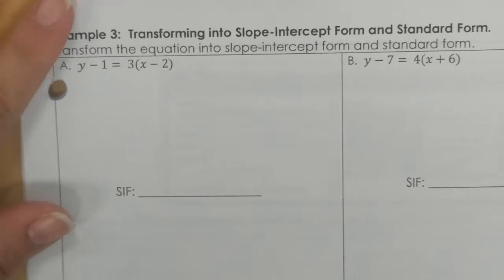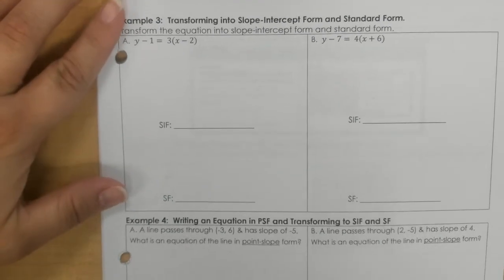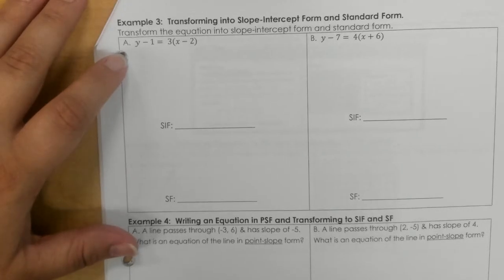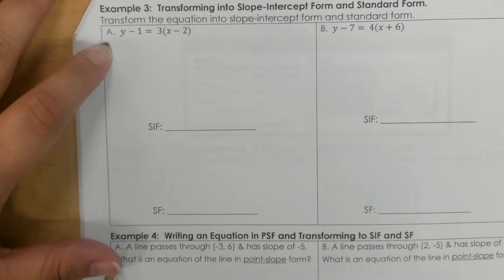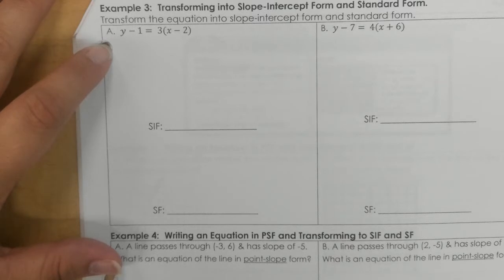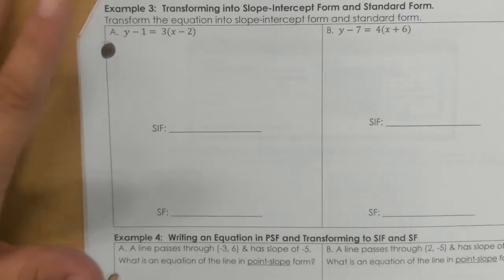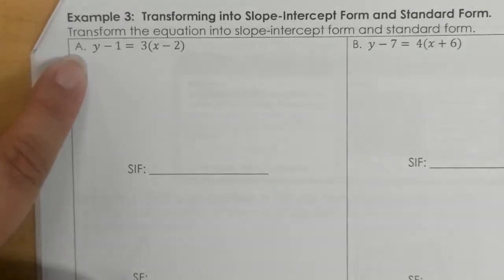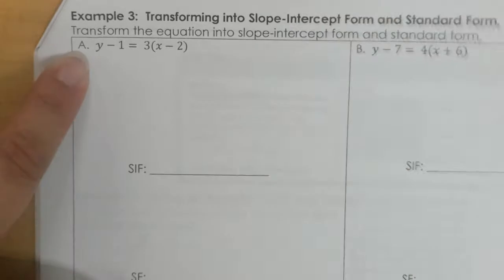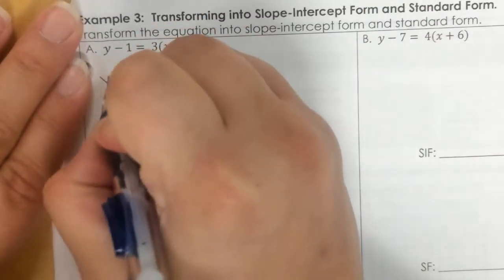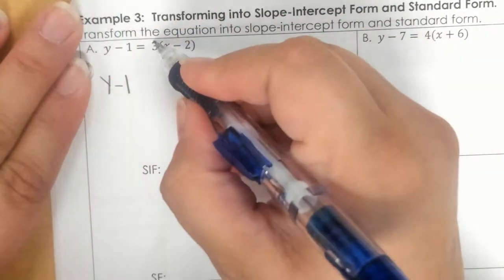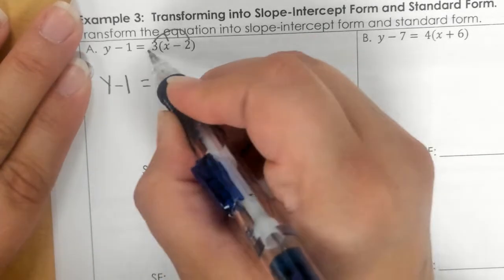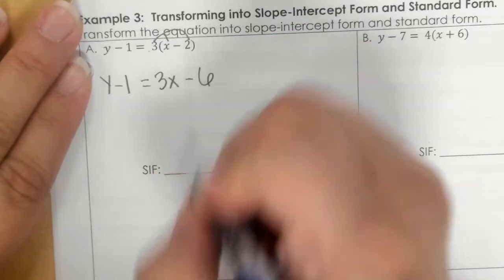Okay, for example 3, we have to change or transform the forms. So I give you this point slope form. We have to take that and put it into slope-intercept form, and then take that and put it into standard form. So for A, I am going to distribute that 3 first. Okay, so I've got y minus 1. Distribute the 3, so that's 3x. Distribute the 3 again, and 3 times negative 2 is negative 6.